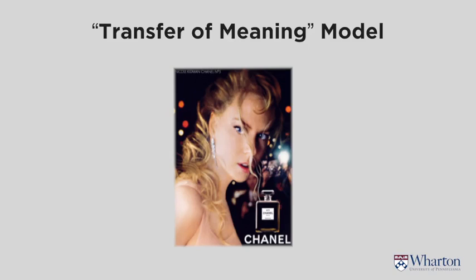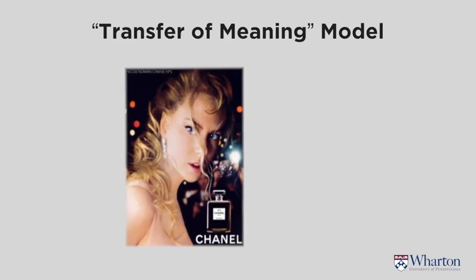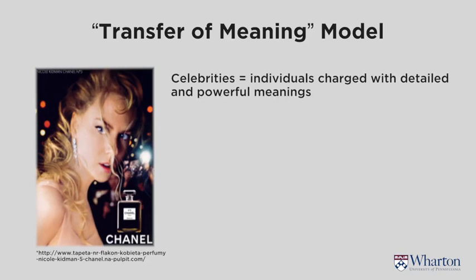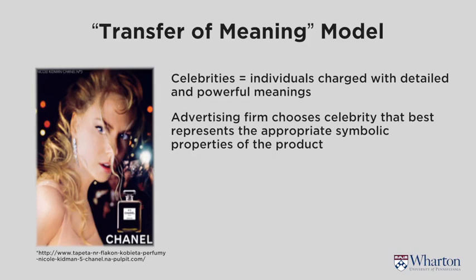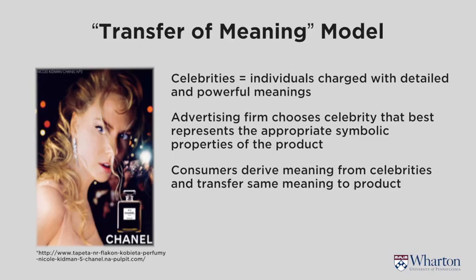Formally, we think of it as a notion of transfer of meaning, and that's the model that's used to indicate the effectiveness of celebrities. So the idea is that celebrities have very charged, powerful meanings, and what you want to do is transfer the meaning of that celebrity to your product. So advertising firms, marketing firms, branding firms try to choose a celebrity that best represents the appropriate symbolic properties of the product so that that meaning from that celebrity will then transfer to the meaning of the product.